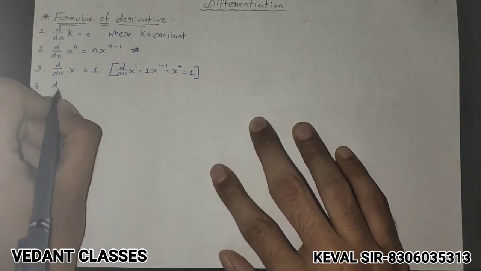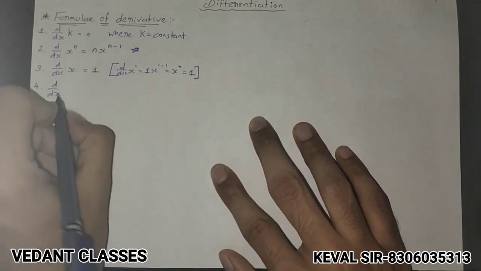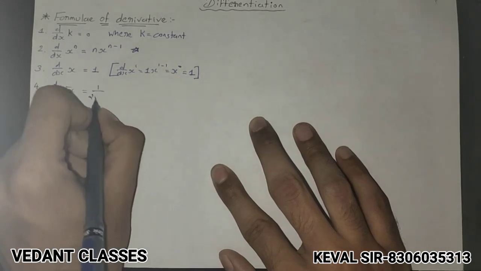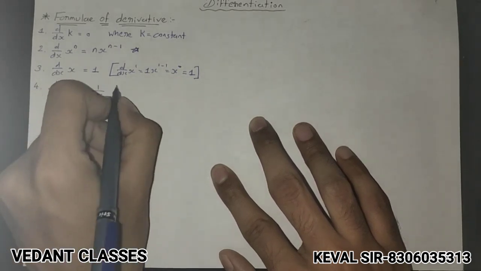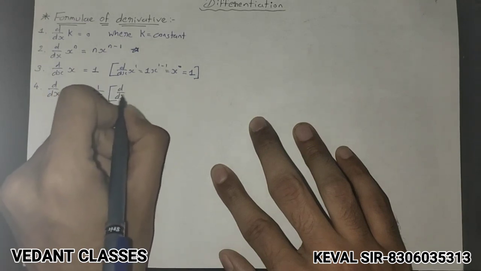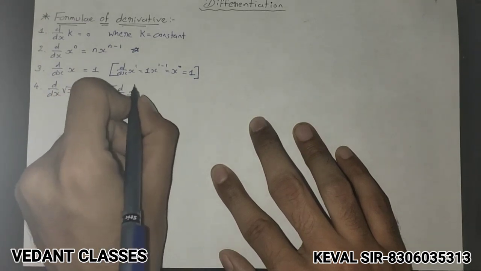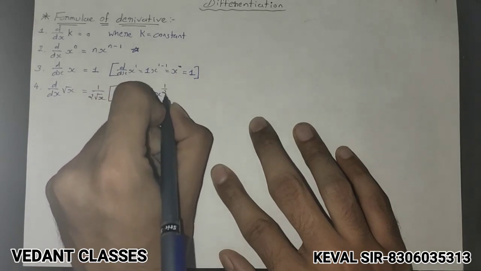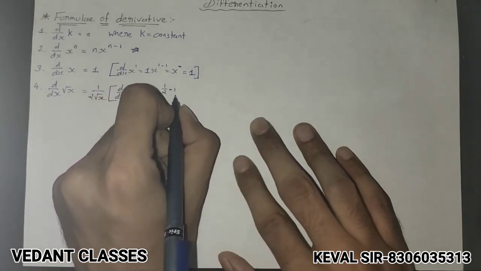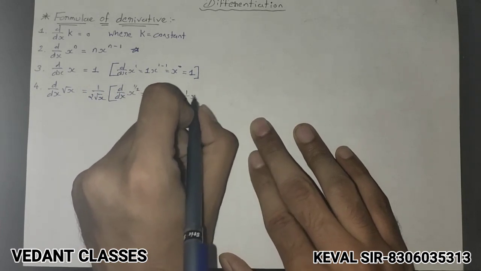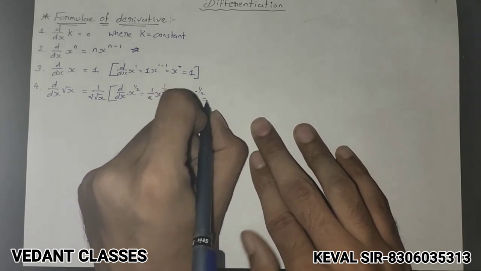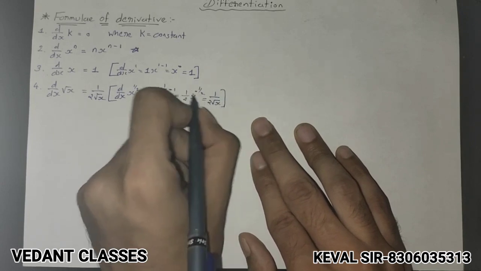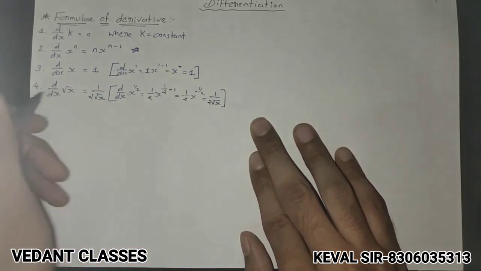Now let's see the fourth formula, d by dx of root x. It is always 1 upon 2 root x. d by dx of root x means x raised to 1 by 2, so it is 1 by 2 x raised to 1 by 2 minus 1. So it will be 1 by 2 x raised to minus 1 by 2. For this reason it is 1 by 2 root x, since x raised to minus 1 by 2 is 1 upon root x.